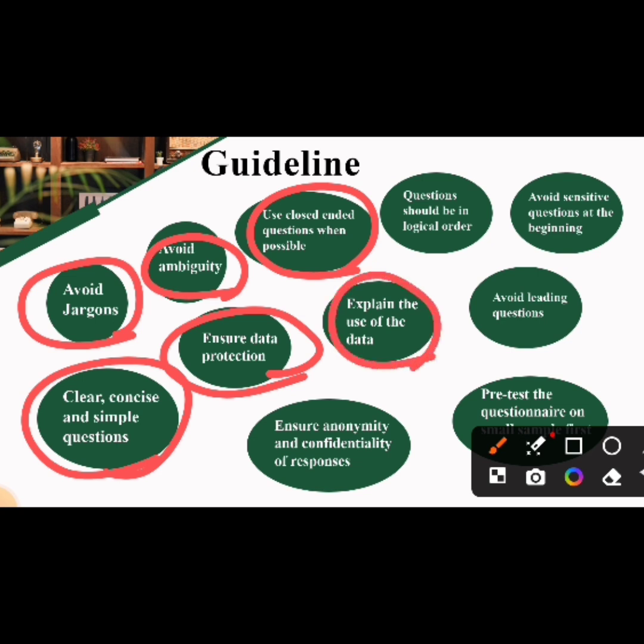Explain the use of the data. You have to explain the purpose of collecting the data to the respondent, so that they will realize the importance of filling up that information. For what purpose you are using that data, you have to explain that to the respondent. Ensure anonymity and confidentiality of responses. Yes, absolutely, the researcher has to ensure the anonymity, means he should not disclose the name of the respondent to anyone or anywhere.